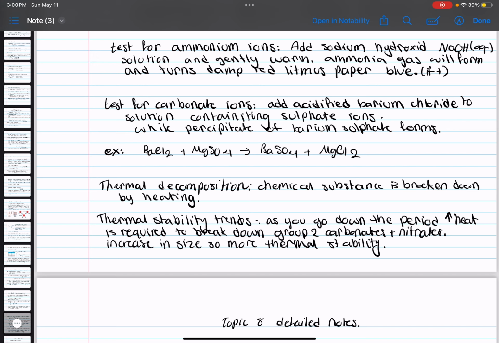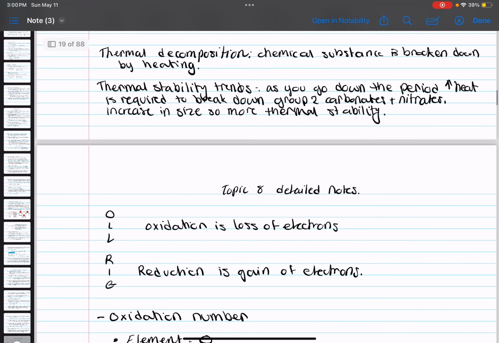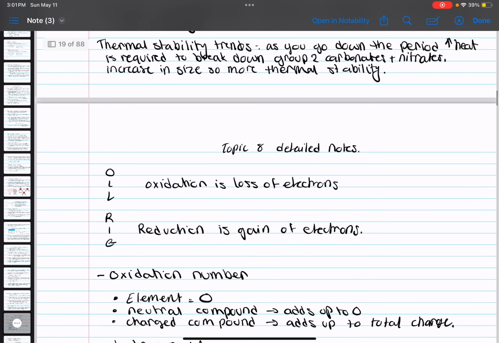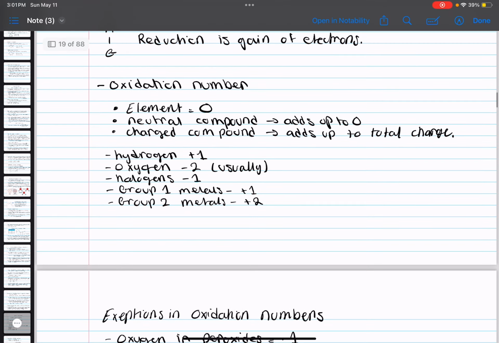And then we have thermal decomposition, which is chemical substances broken down by heating. And then we have thermal stability, which is as you go down the group, more heat is required to break down group 2 carbonates and nitrates. So with an increase in size, there is more thermal stability. And then detailed notes: OIL RIG, so oxidation is loss of electrons and reduction is gain of electrons.